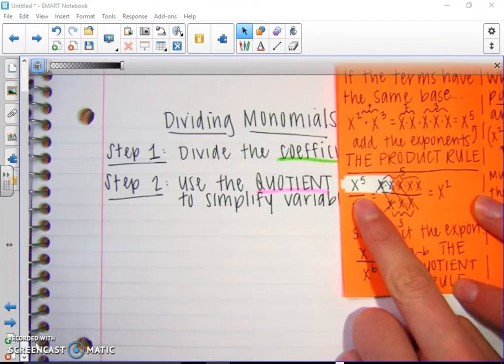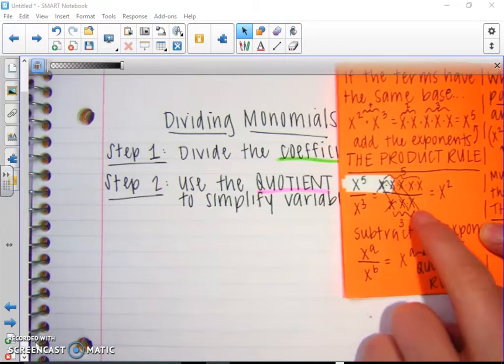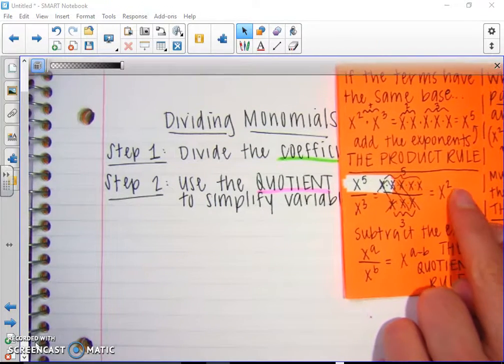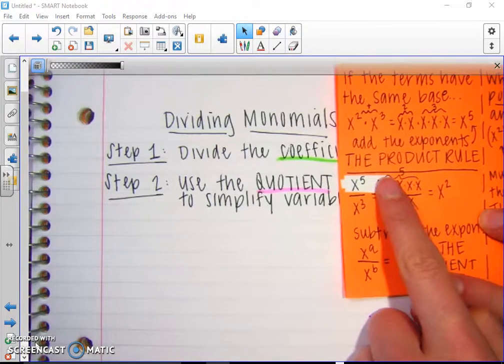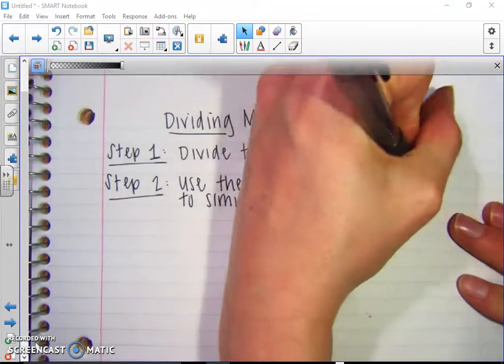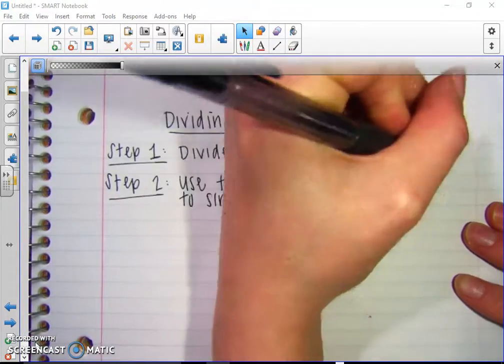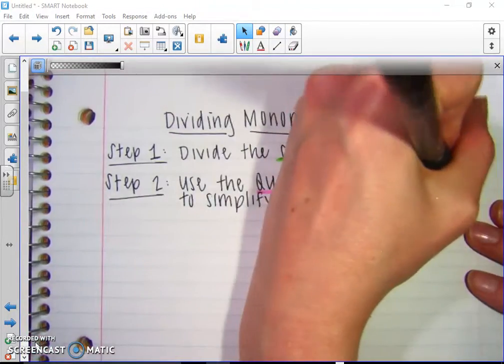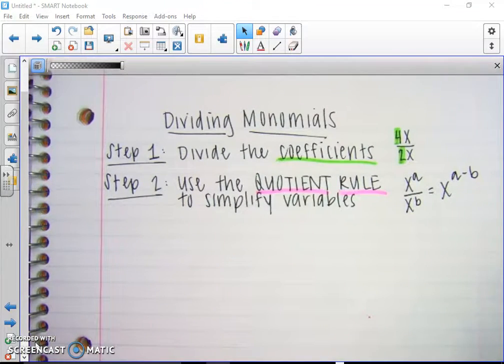So in our example, we had x to the fifth was 5 x's, x to the third was 3 x's. You can cancel out 3 and you're left with x squared, or x to the second power. That's the same thing as just saying x to the 5 minus 3, or x to the second power. So we'll rewrite that rule. If I have x to the a over x to the b, that's going to be the same thing as x raised to a minus b. That's the quotient rule.